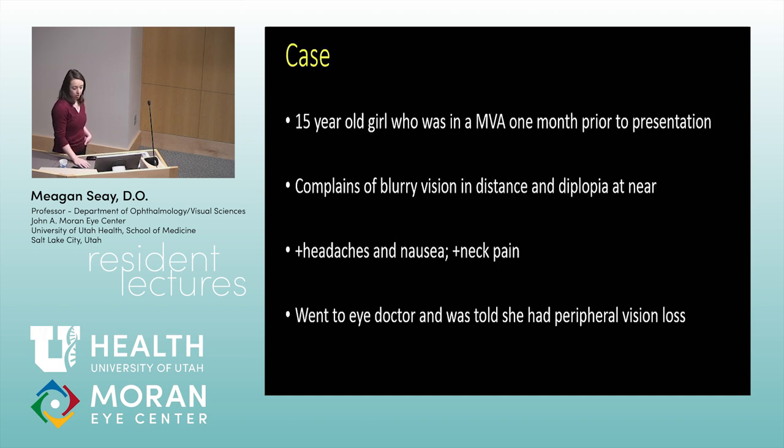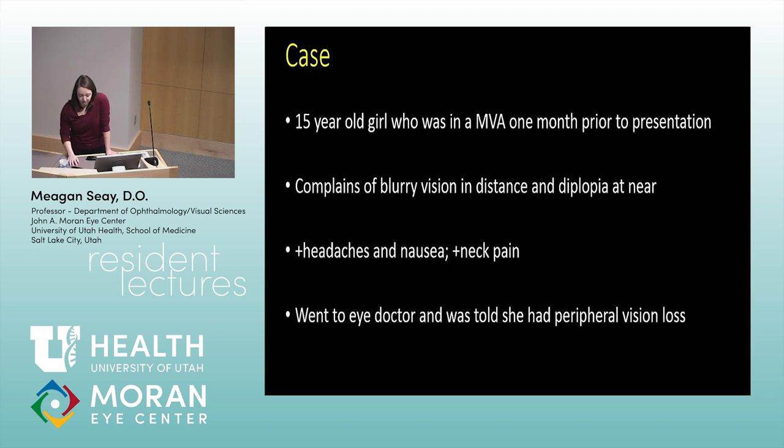Here's the case: a 15-year-old girl was in a car accident a month prior to me seeing her. Her complaints were just blurry vision at distance, some double vision at near, headaches, nausea, some neck pain. She went to another eye doctor and was told she had peripheral vision loss. If you take out that last sentence, that sounds typical of a post-concussion patient. Blurry vision, especially double vision at near, because they get convergence insufficiency. But since this is a visual field lecture, why might she have some peripheral vision loss after a car accident?